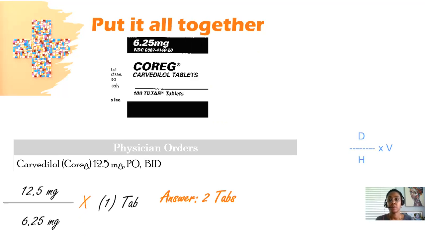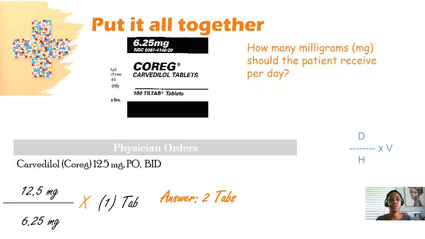Okay, but how many mLs is the patient going to receive per day? They're going to receive 2 tabs per dose, but how much do they get per day? So we know it's BID, twice a day.